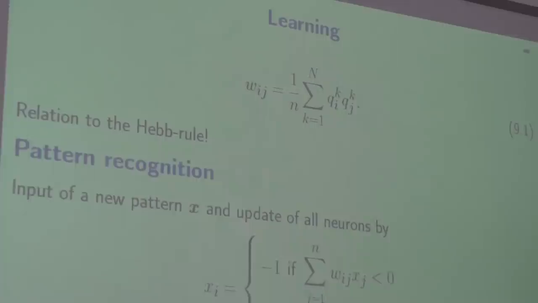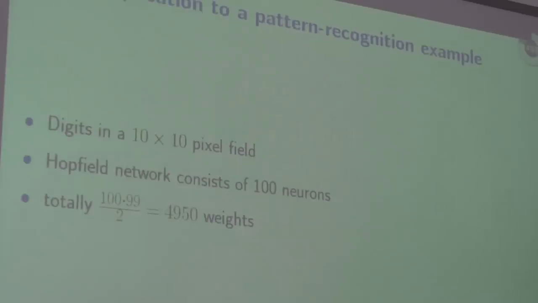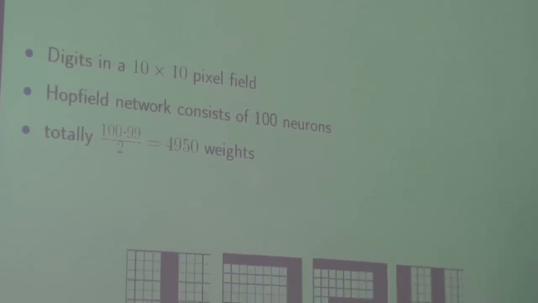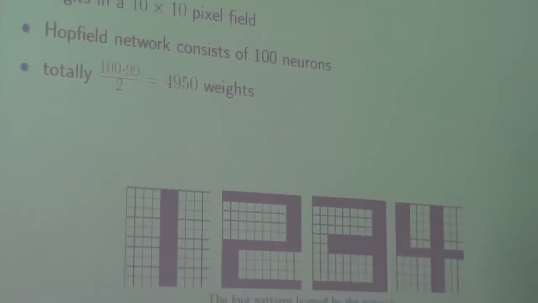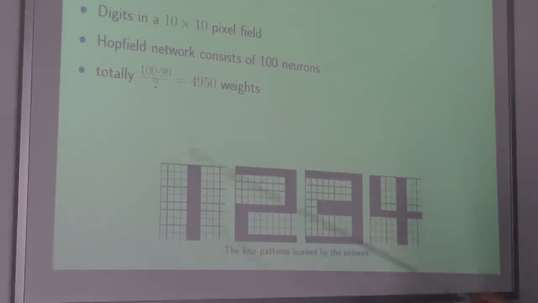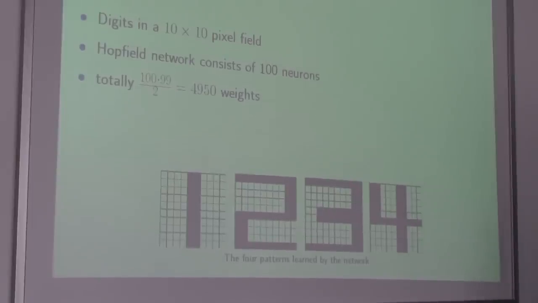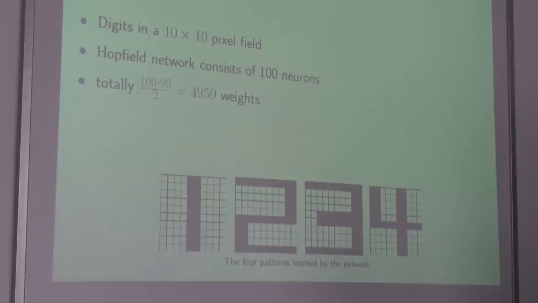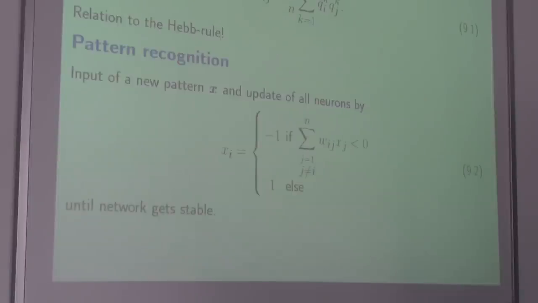In this example, where we have a 10 by 10 matrix, which is 100 neurons, we get 100 times 99 divided by 2, which is 4,950 weights. That's how we get these weights. I mean, that's not new. We talked about this last time. And now let's look at the dynamics.